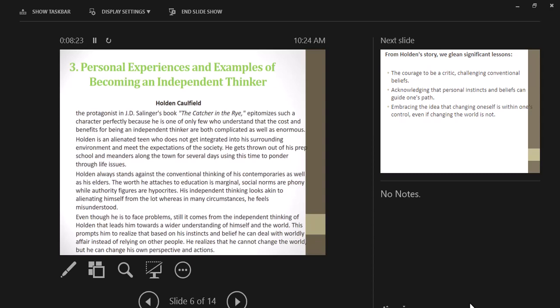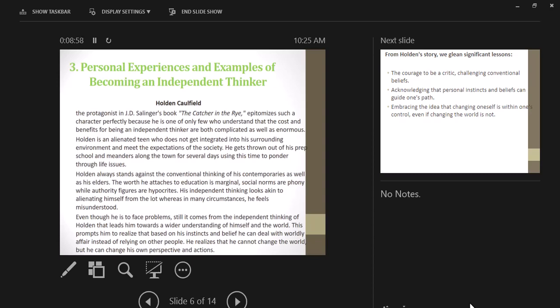And the other is personal experience and an example of becoming an independent thinker. We will see the personal experience of Holden Caulfield, the protagonist in J.D. Salinger's book, The Catcher in the Rye. He epitomizes such a character perfectly, because he is one of the few who understands that the cost and benefit of becoming an independent thinker are both complicated as well as enormous.